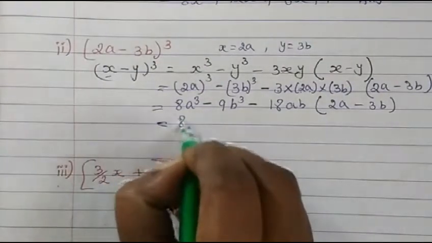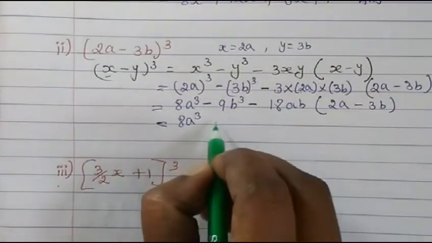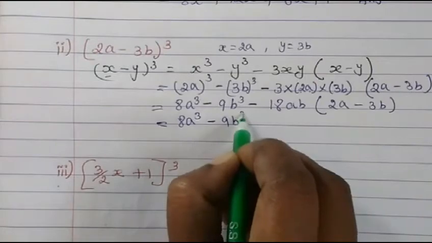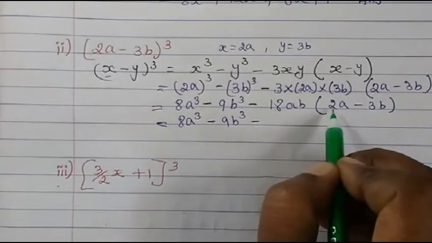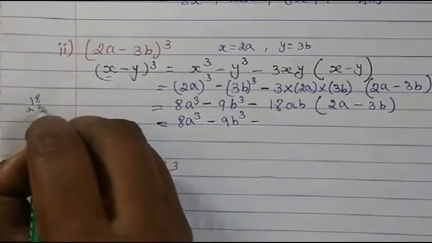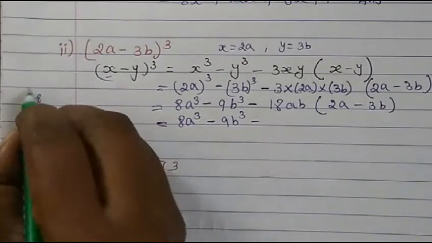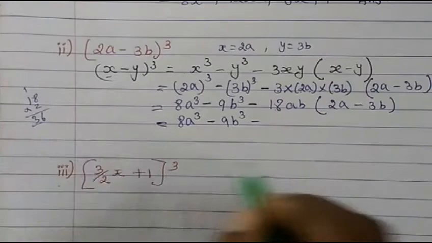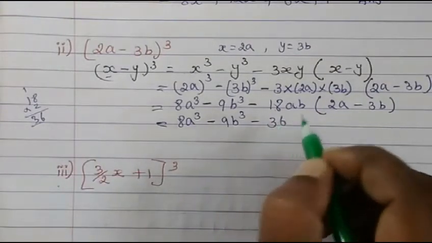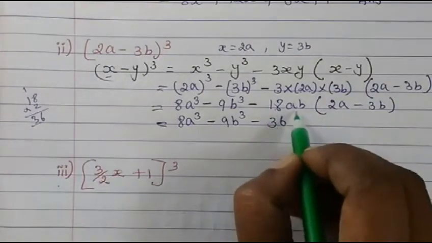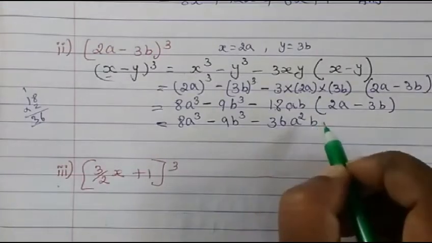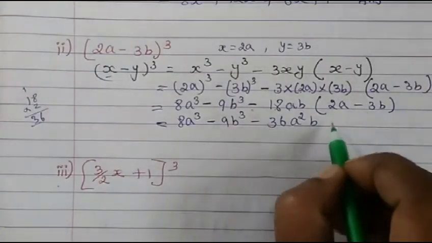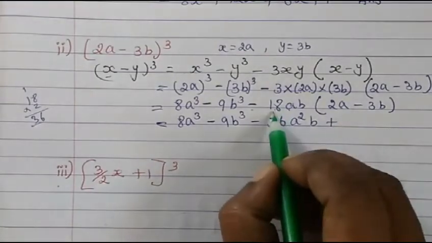Now let's write 8a cube minus 9b cube minus, now 18 into 2, what will give us? 18 into 2 is 36. A into A will give us A square. Then B we will write as it is. Now minus into minus will become plus.